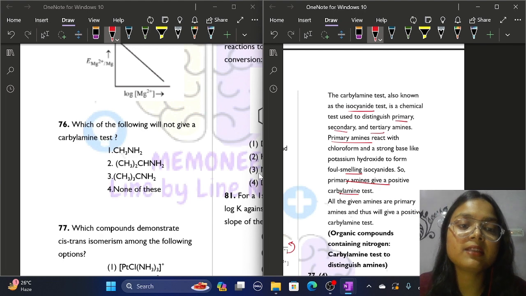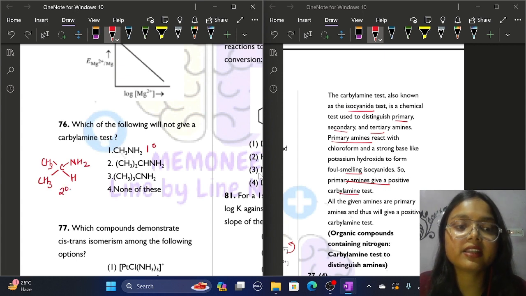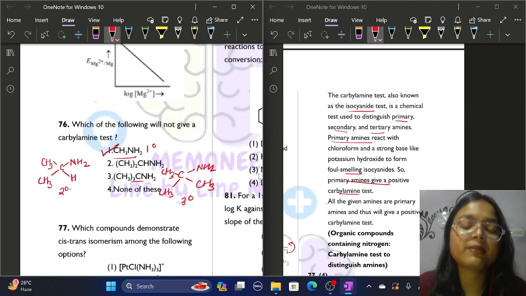So among these, which is the primary amine? This is the primary amine, and if we open this and write it out, here we have CH3, CH3, H and NH2. So this is the secondary amine, and here NH2, CH3, CH3 and CH3. So this is the tertiary amine. Among these, only the primary amine gives the carbylamine test. So the first one is the correct option.